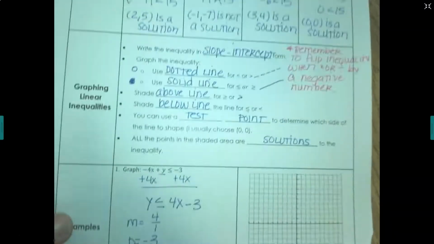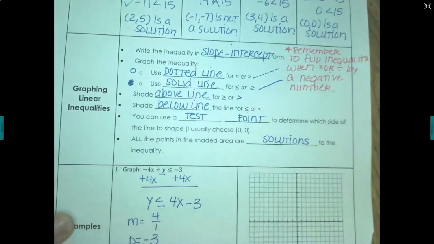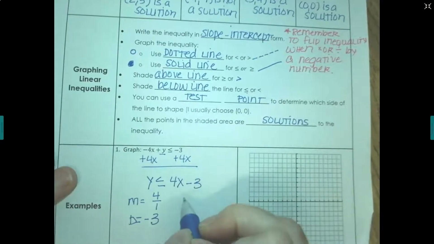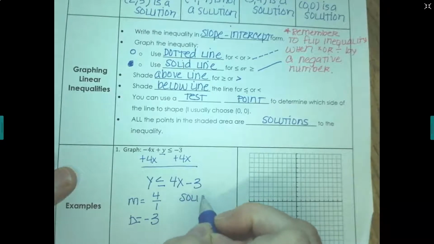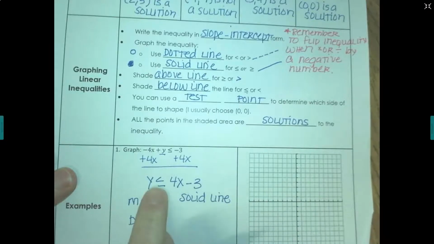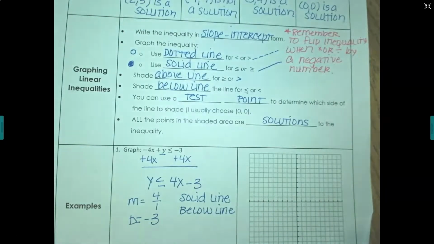Now remember, there's a couple other things we got to pay attention to. We have to look at what kind of line do we need to draw and what kind of shading do we need to do. This inequality is an equal to inequality, so that means when we draw this, we're going to draw a solid line. And it's less than, which means shade below.